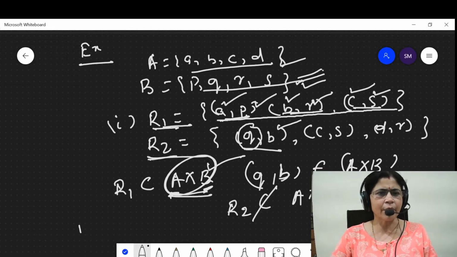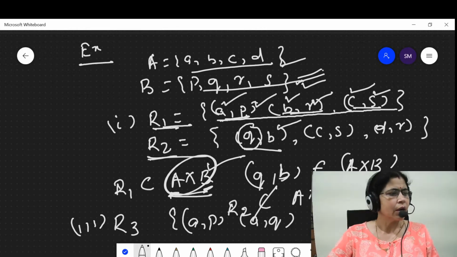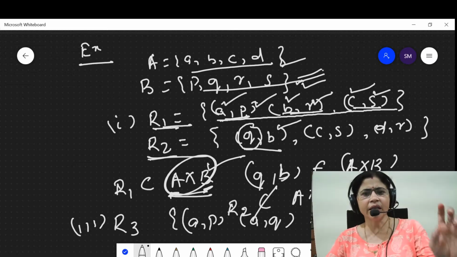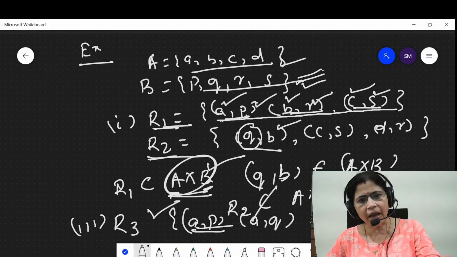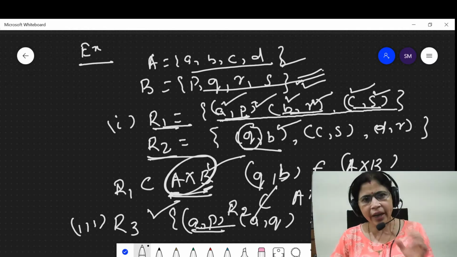Now let us think about R3. Here R3 is equal to AP, AQ, DP, CR and BR. Look here. In case of R3, AP belongs to R3. Does each AP belong to A cross B?